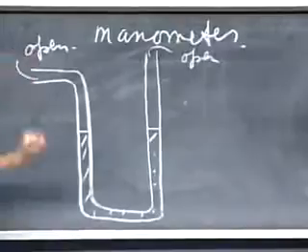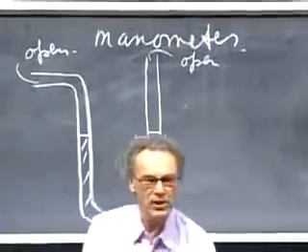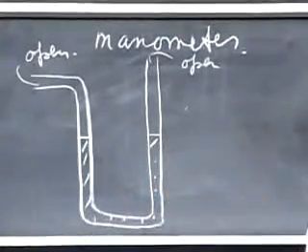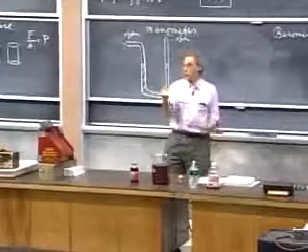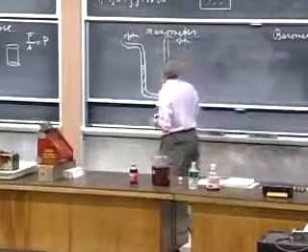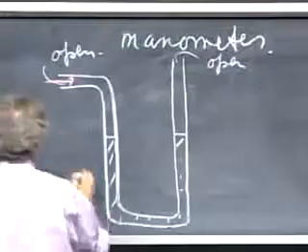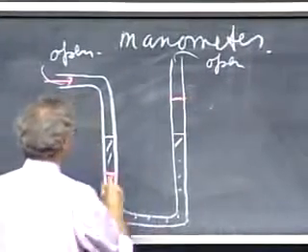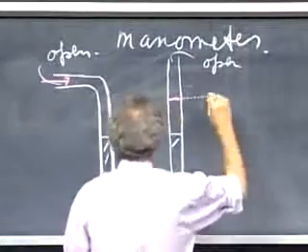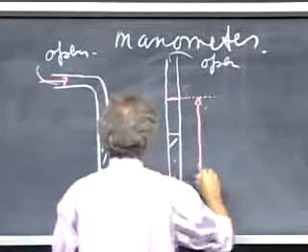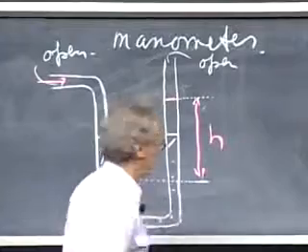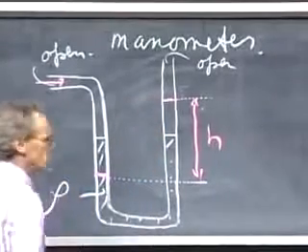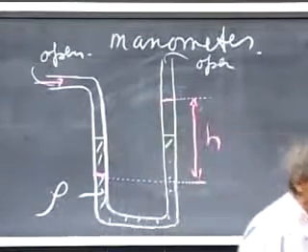I put my mouth here, and I'm going to see how much overpressure I can produce in my lungs by pushing, by blowing. And so I'm going to blow in here, and then this level will go down, and this level will go up. And this height difference, let's call that h. And the density of this fluid is rho. We will use water for that. Call it water.